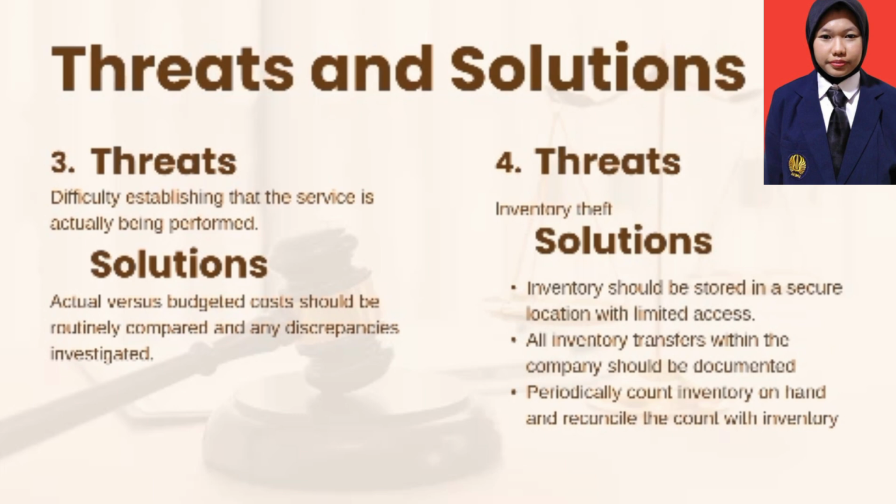The solution for this threat is that actual versus budget cost should be routinely compared. And then the fourth threat, the last threat, is inventory theft, or pencurian persediaan. The solution for this threat is that inventory should be stored in a secure location with limited access. The second is that all inventory transfers within the company should be documented. The third is to periodically count inventory on hand and reconcile the count with inventory records.